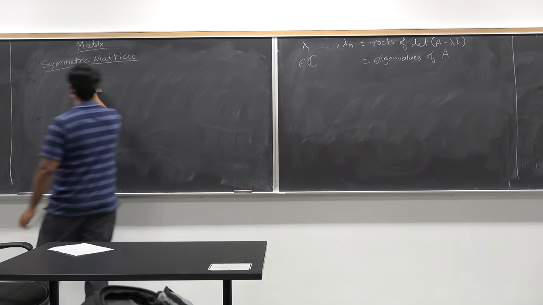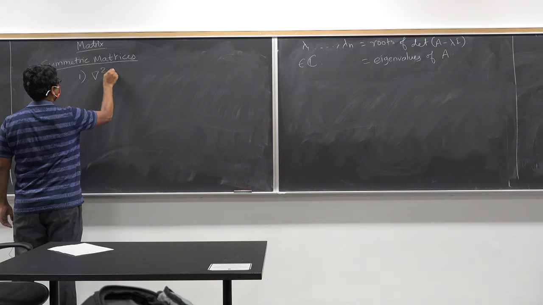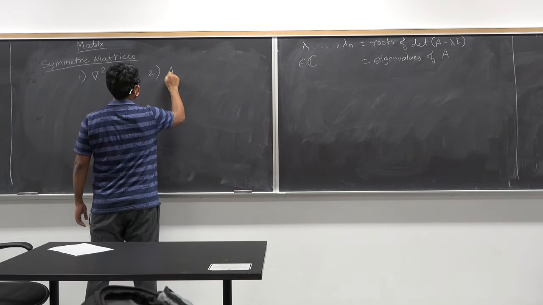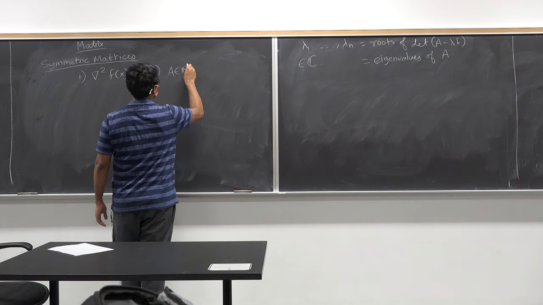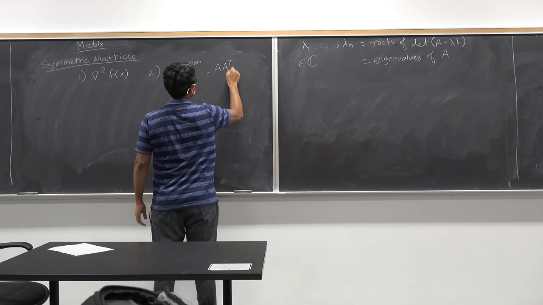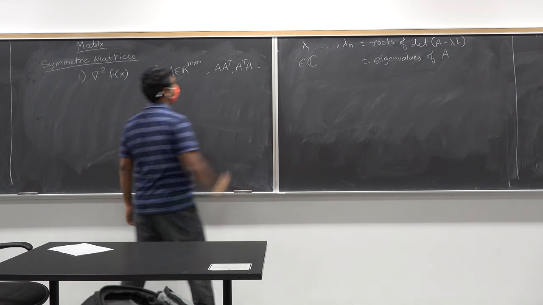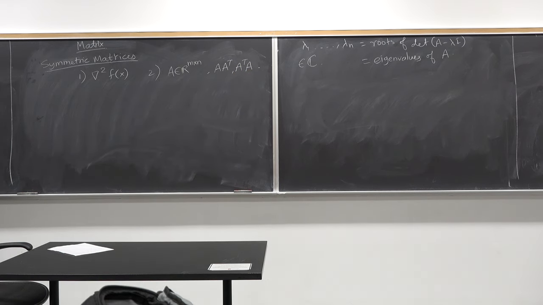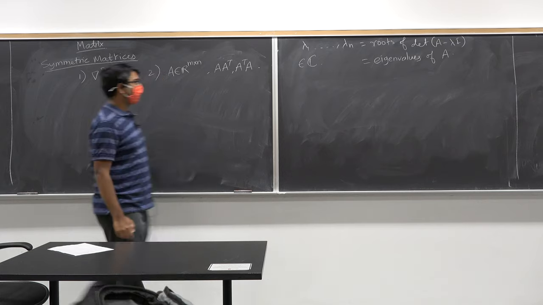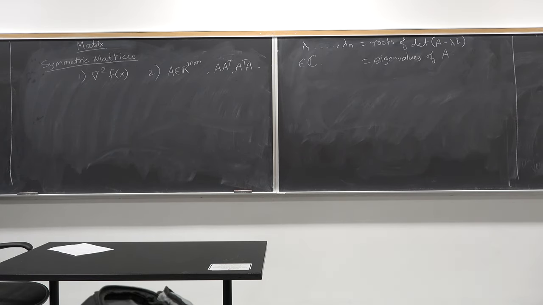Okay, let me just write it. So the first example is the second derivative of a function. The second example is A in R^(m×n), then A A transpose and A transpose A. These two are also symmetric matrices. In fact, it will turn out these are positive definite or positive semi-definite matrices, so we'll talk about it very shortly.